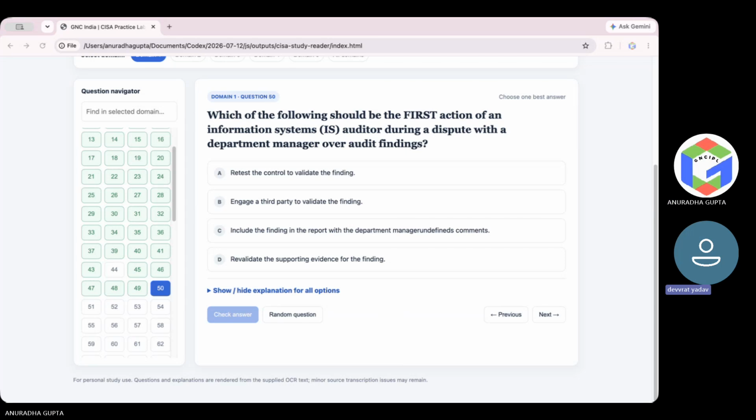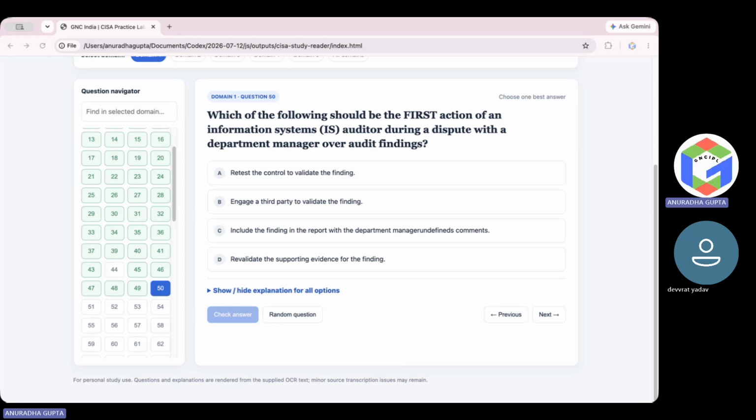But in some audits, I have seen that if we highlight something, then they go through retesting again. You have chosen A also earlier, right? Retest the control to validate. It is possible, I have seen it, but as per standard, I will go with C. C is include the finding in the report with the department manager comments. Okay.